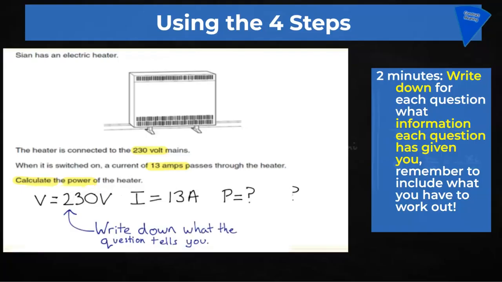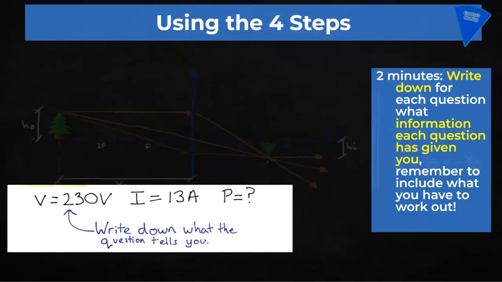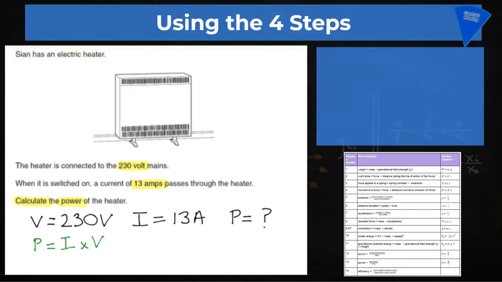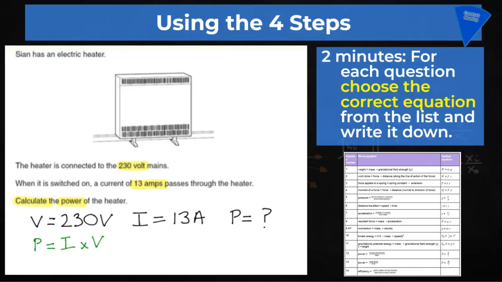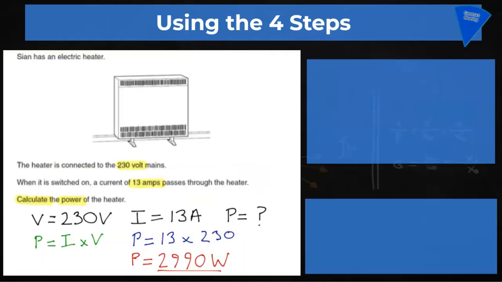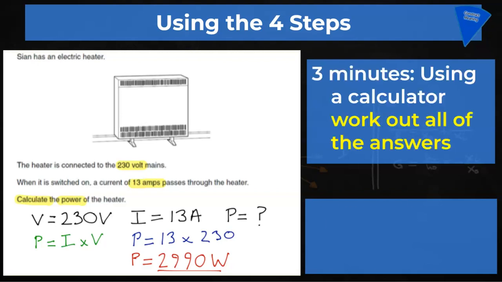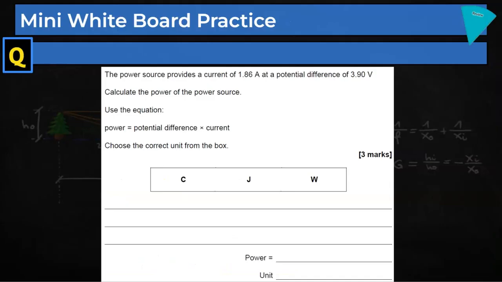That's step 1. Step 2 is then subsequently to write down the equation, which in this case would be power is current times voltage. Then put your numbers into that equation, which in this case is 13 times 230, and then work out your answer, not forgetting the units. Okay, so that's just an overview of the basic process.